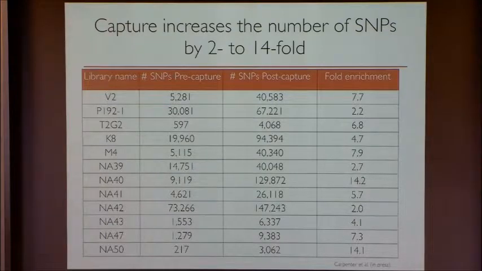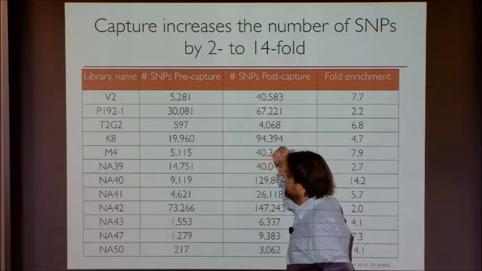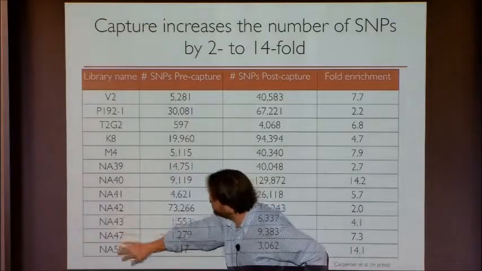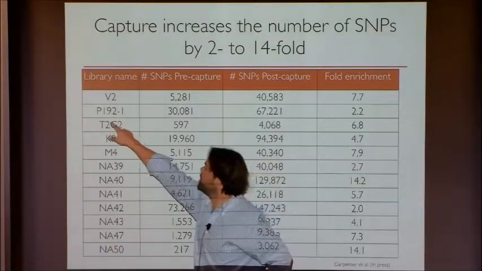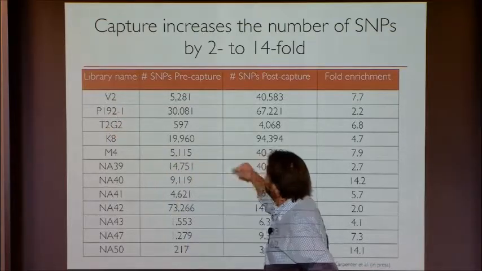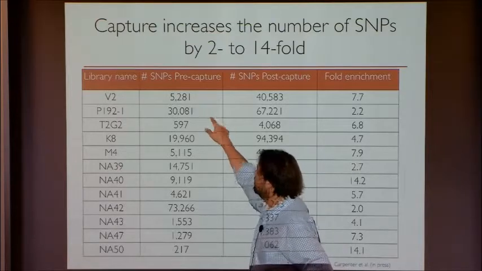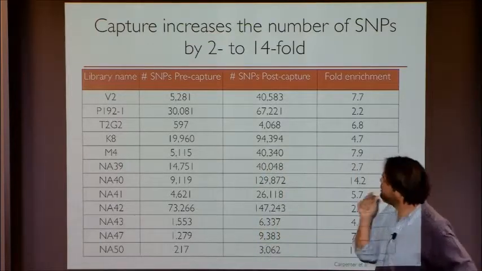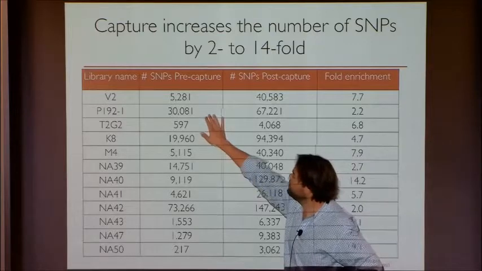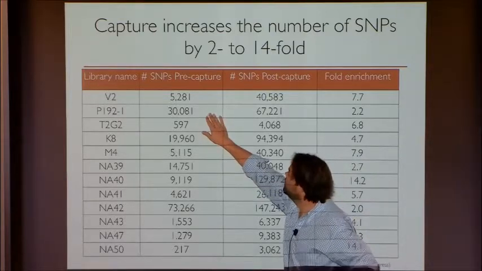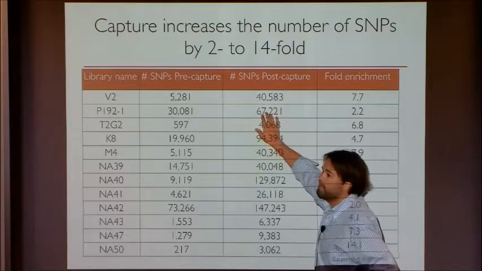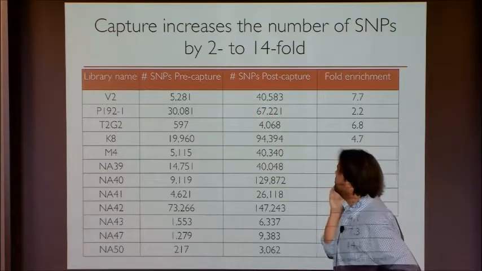So this is something like, per million reads that you sequence, how many SNPs are you finding pre and post capture. Here are the different libraries and the numbers. These are all the Native American libraries. P192 is one library that's particularly interesting. I'll go back to this. This is the one that we've now also sequenced on Ion Torrent. This is one of the Bulgarian libraries. And so you see that even in this one, which is a pretty good library, we're getting a twofold enrichment in doing the capture, so it's still quite beneficial to do the capture.